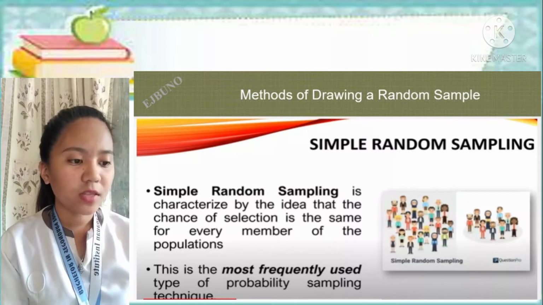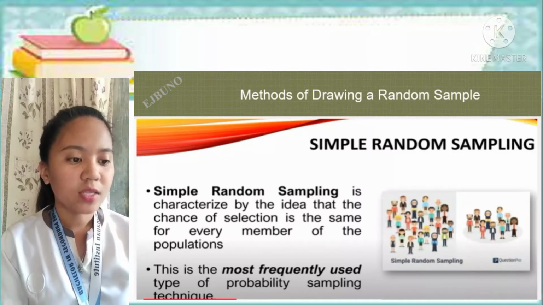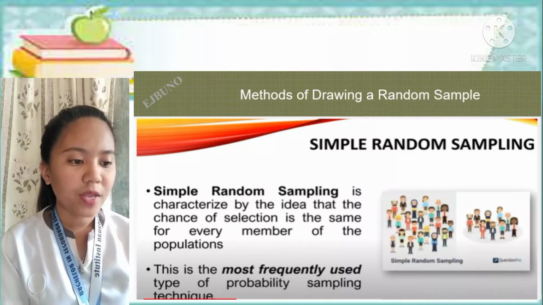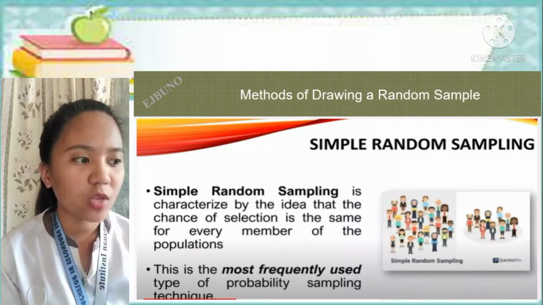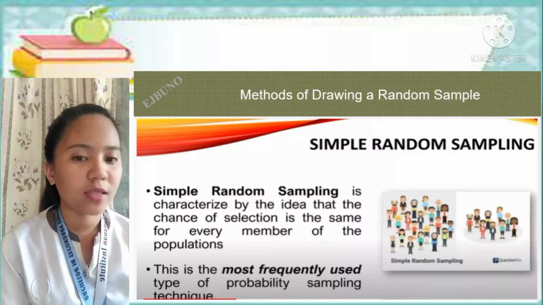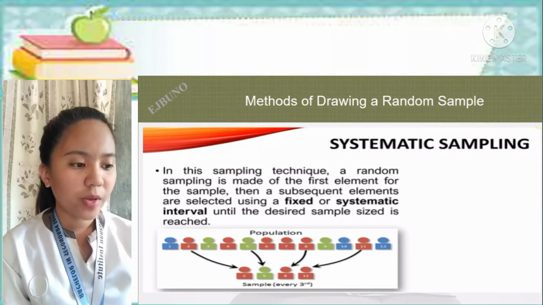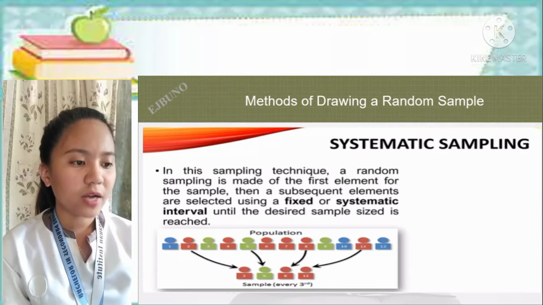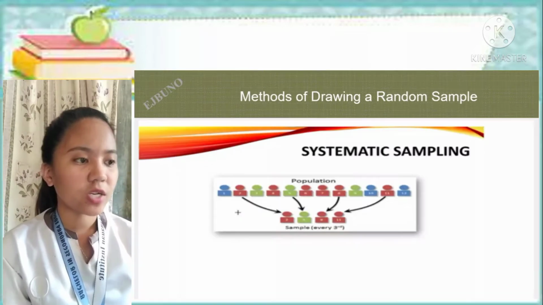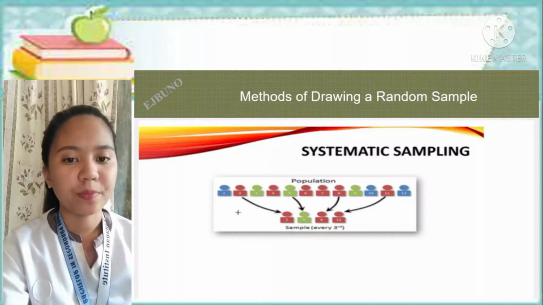Simple random sampling is characterized by the idea that the chance of selection is the same for every member of the population. This is the most frequently used type of probability sampling technique. It is a subset of individuals chosen from a larger set in which each individual is chosen randomly. Systematic sampling. In this sampling technique, a random selection is made of the first element for the sample. Then subsequent elements are selected using a fixed or systematic interval until the desired sample size is reached. It is the method of involving the selection of elements from an ordered sampling frame.